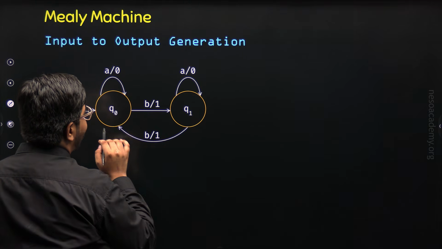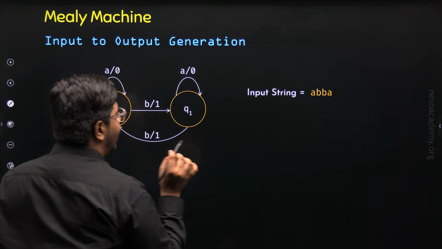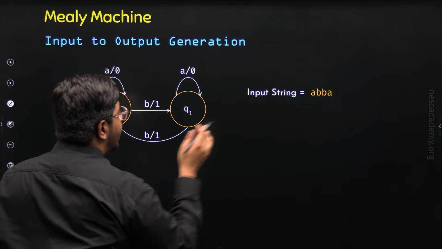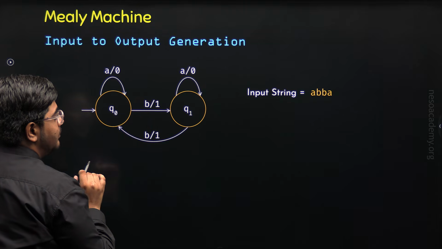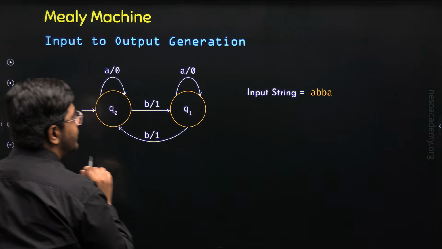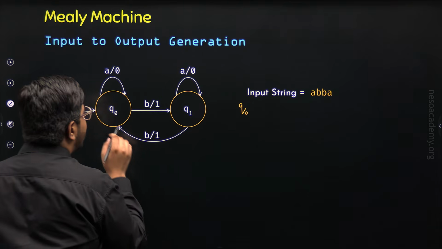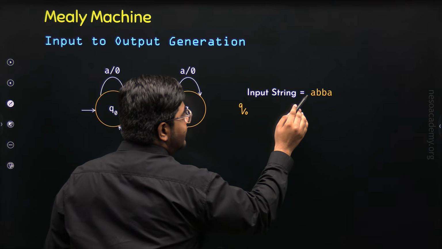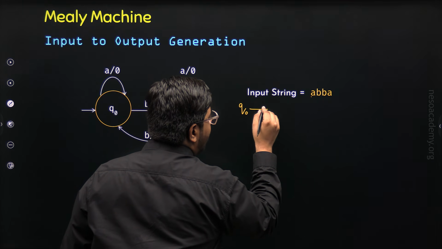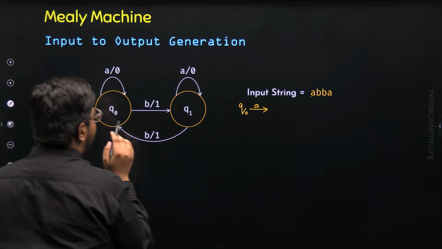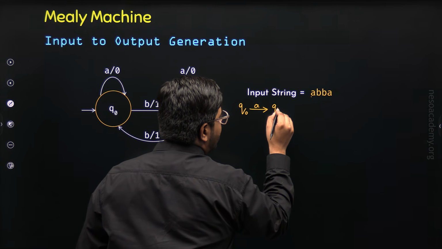So now we are going to understand how an input string is converted into its corresponding output sequence. For this particular diagram, I have taken an input string A, B, B, A. And now we will translate this input string into its corresponding output sequence with the help of this diagram of Mealy machine. Let's start with the initial state, which is Q naught. So first we will write the initial state, that is Q naught. Now, Q naught is the initial state and the first input symbol is A. So Q naught on A gives Q naught. So the next state is also Q naught.